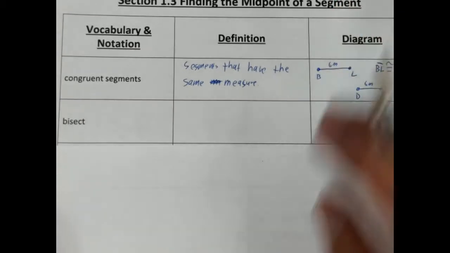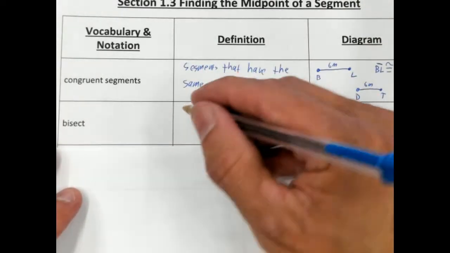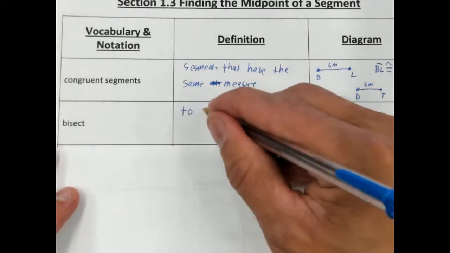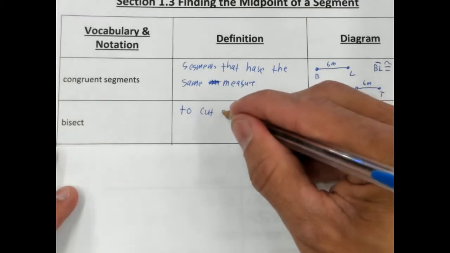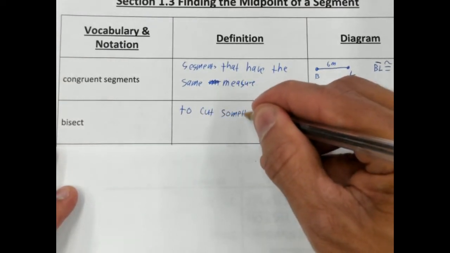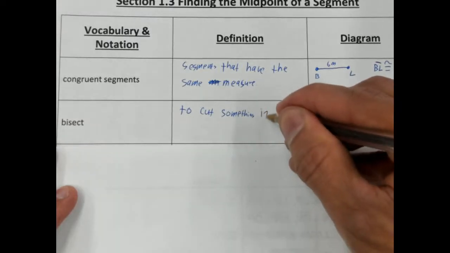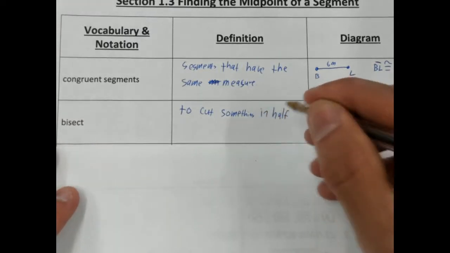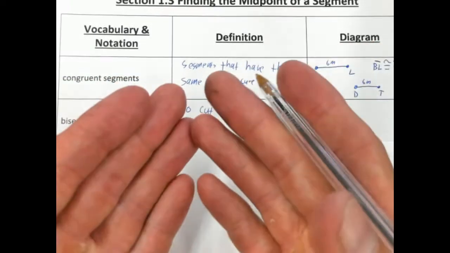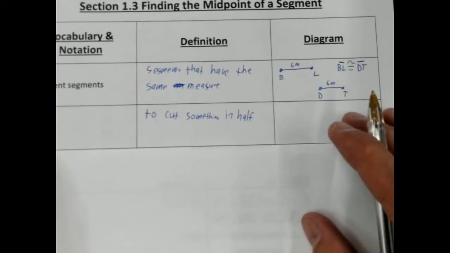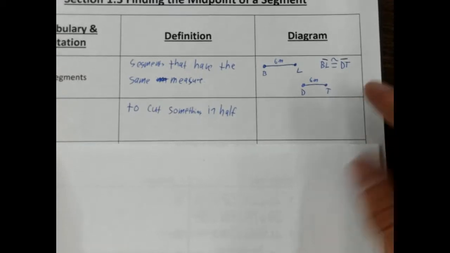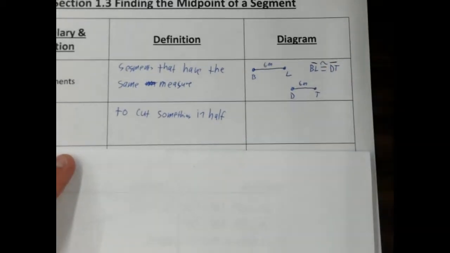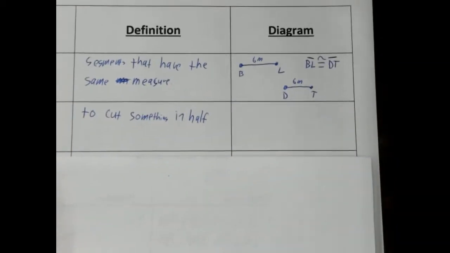Now we have bisect. Well, to bisect means to cut something in half. So if you're bisecting something, you're going to, in essence, create two things that are going to be congruent to one another. Okay? At least when it comes to line segments, that's what's going to be happening. So let's create an example here. I'm going to zoom in a little more.